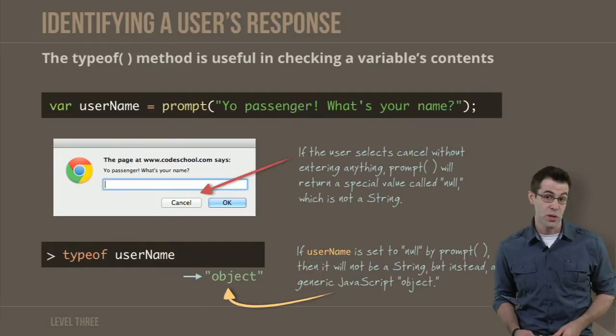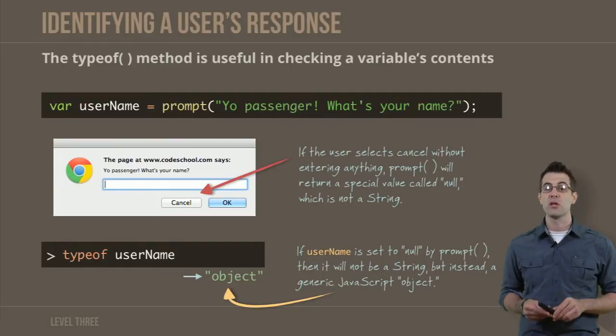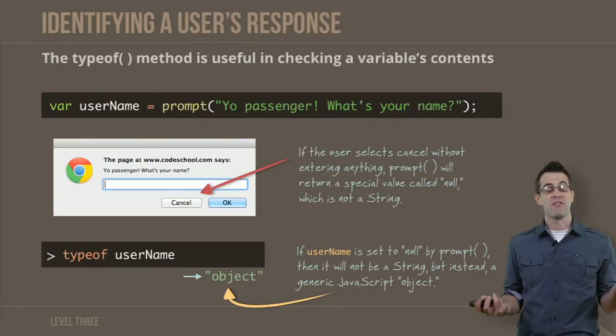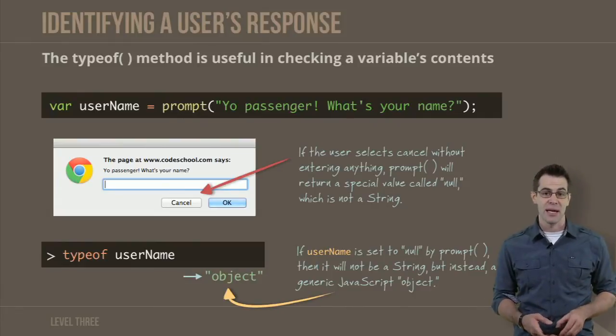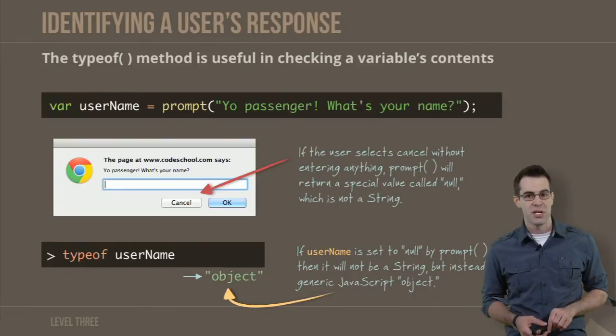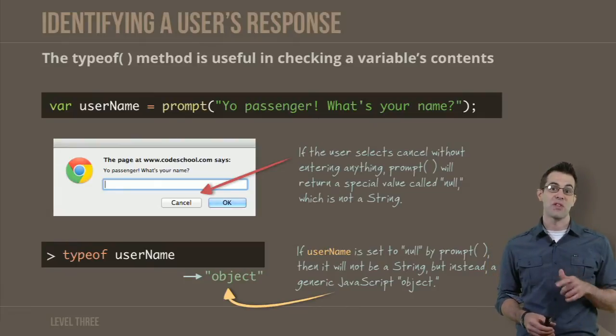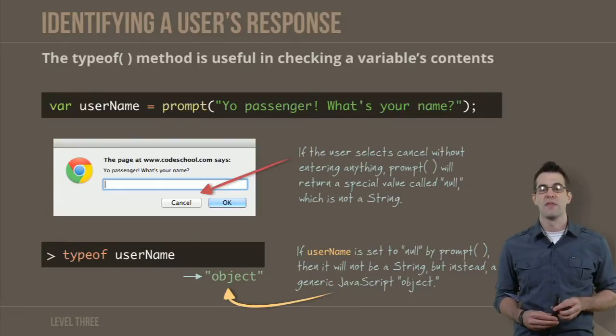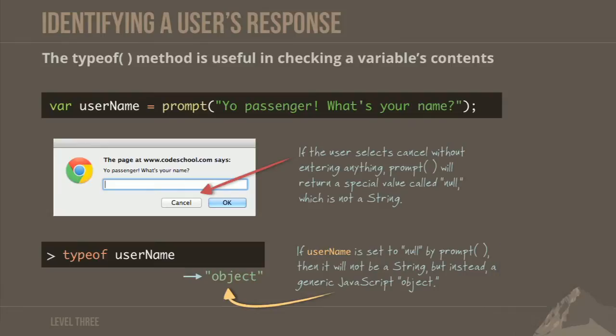This is really cool and useful because then we can alert the user that they have not entered a valid entry. We can do that by saying, if the typeof the username variable is not a string, uh-oh, whoops, you didn't enter your name. And then we can start that cycle over to make sure that they have entered something acceptable.